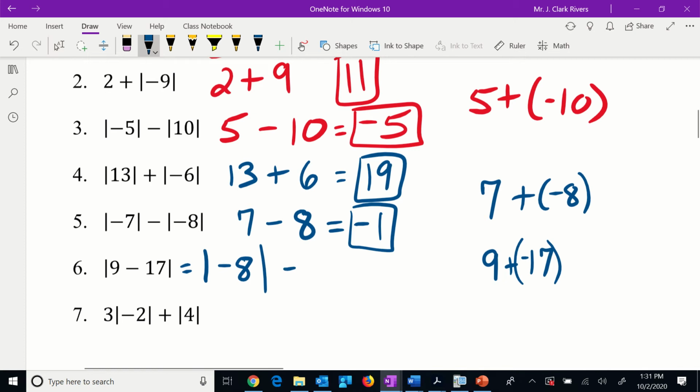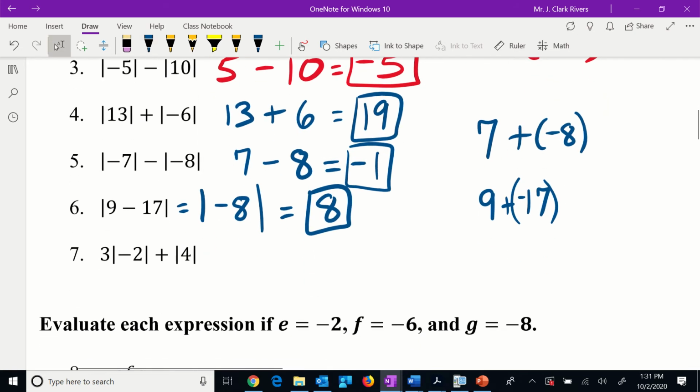And then what's the absolute value of negative 8? It is 8. Very good. Let's take a look at the last one in this set here.